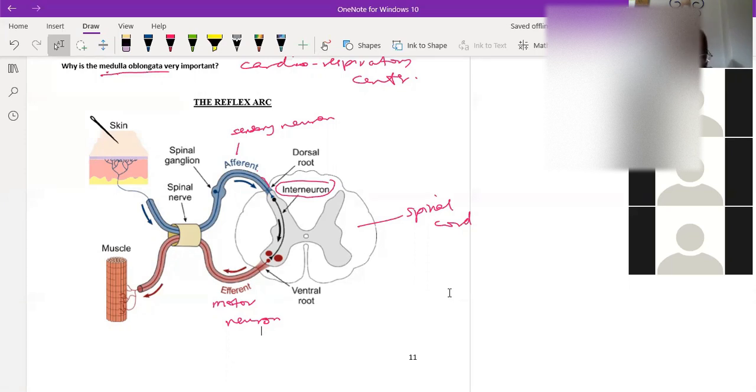Isotopes? C, isotopes. Okay, try again. It's A. Isomers. Yes, isomers. Okay, let me explain this a little bit before we go on.